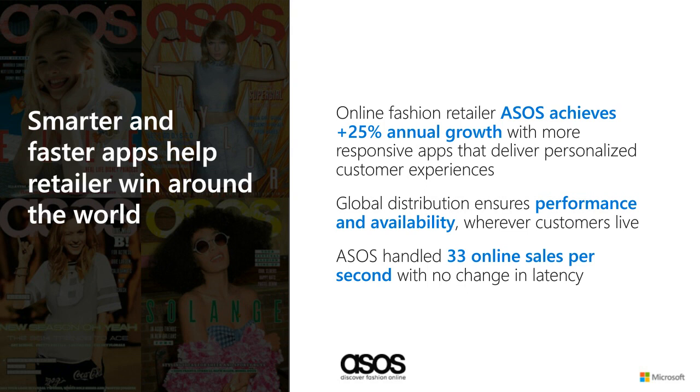They also require global distribution for performance and availability because, as you can imagine, ASOS really can't have downtime where, if their database goes down, their website is down. And so they need to have this durability so that they're always available, as well as their customer base spans the entire world. And so they do need a database that could span the entire world as well. ASOS handles about 33 online transactions per second with no change in latency.